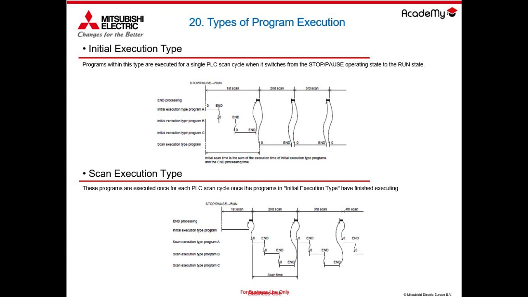Scan execution type. These programs are executed once for each PLC cycle. Once the initial programs have been executed, which we say are the first to go into operation, referring to the first scan, from the next they go into operation, and then the second one is the second scan, where the program is set in the scan mode.